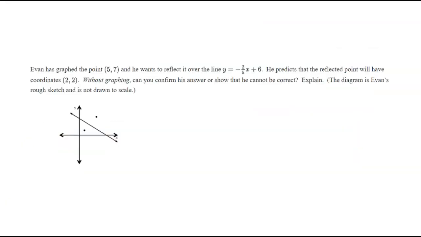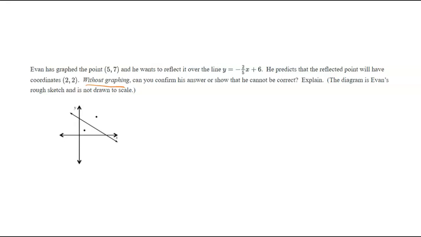Evan has graphed the point 5, 7, and he wants to reflect it over the line given, y is equal to negative 2/5 x plus 6. He predicts that the point will be 2, 2. So we want to confirm his answer without graphing. We either want to confirm that it's true or that it cannot be the same.